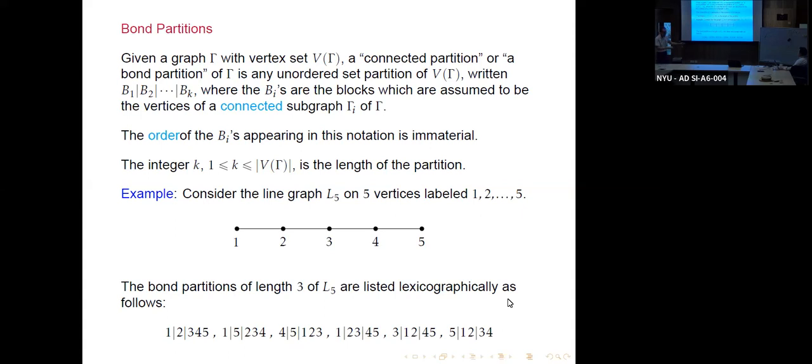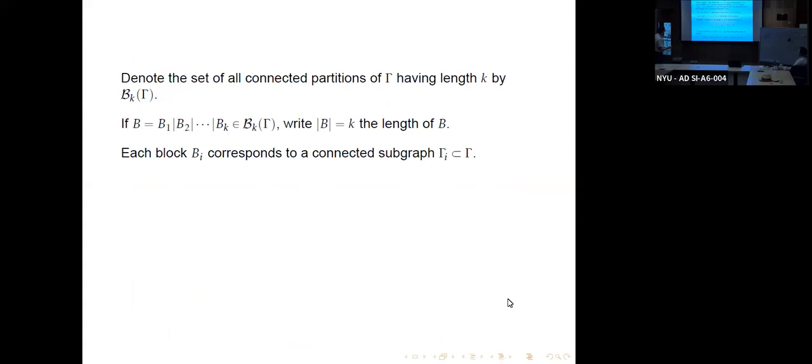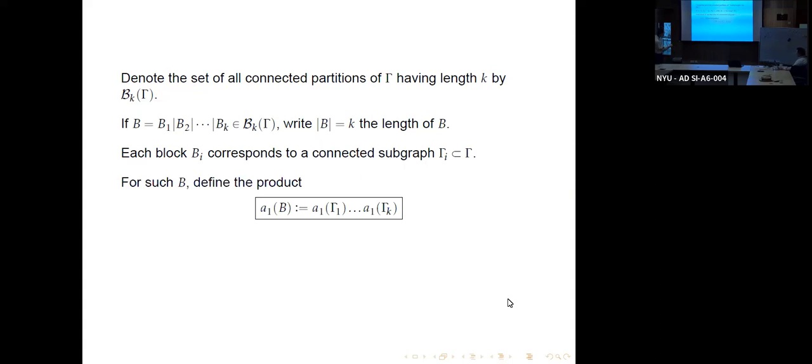So to a graph, you are going to associate these partitions. And these partitions, you can put them in the full set. I'll get to the full set in a second. Am I clear on this? Here's an element of the bond partition. Blocks like this, and the number of blocks is called the length of it. And each block corresponds to a connected subgraph.